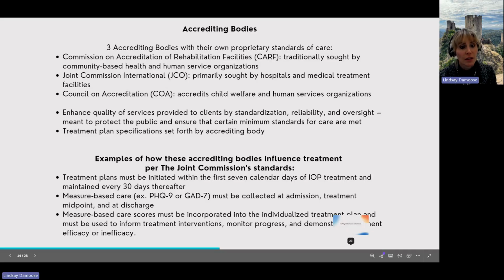So at Sharp Mesa Vista, this is what I can speak to because I was there for a long period of time. There are a lot of minimum standards that need to be met. There are so many standards as far as just what the treatment planning looks like. The treatment planning has to be initiated within 7 calendar days after a person starts the intensive outpatient program, and it has to be updated and maintained with individual goals that are different every single time.